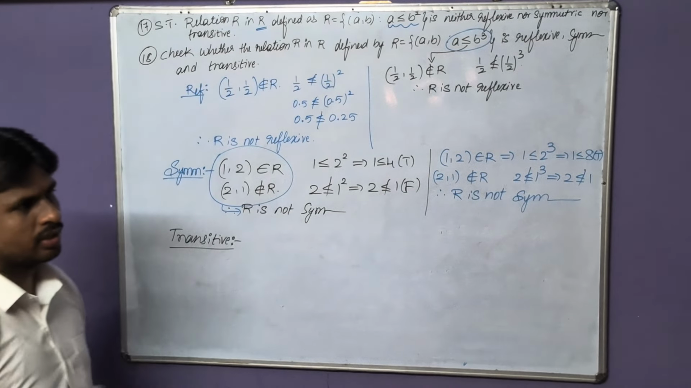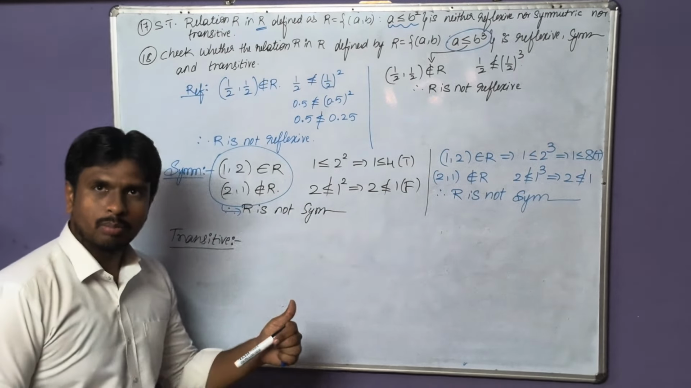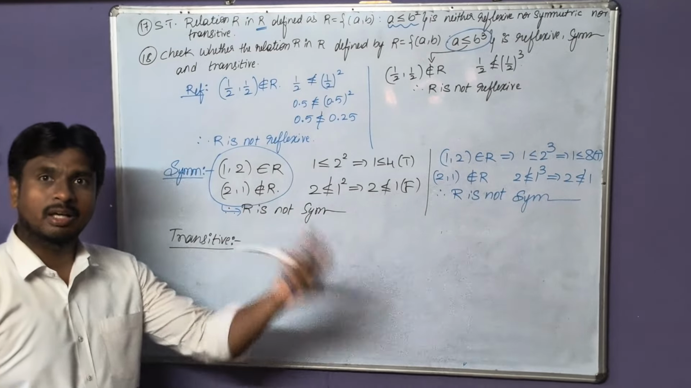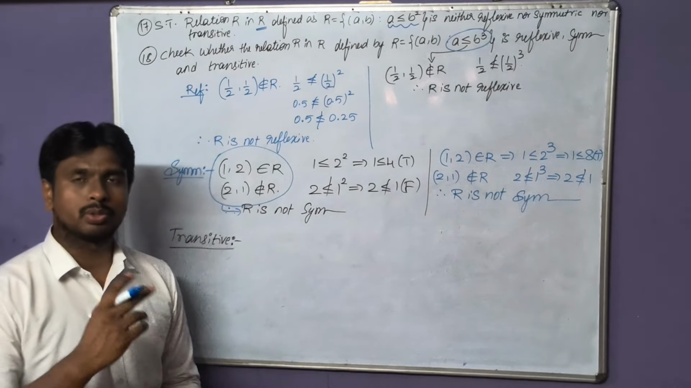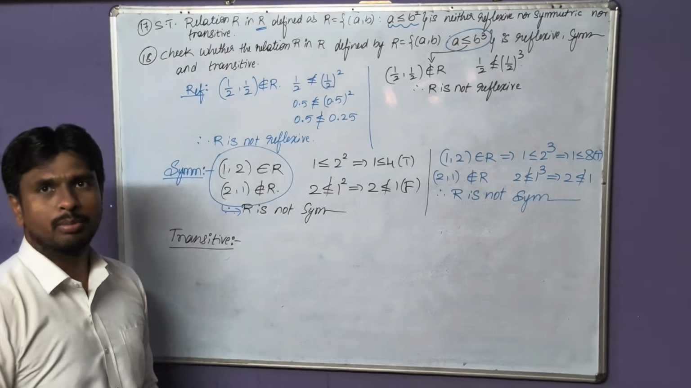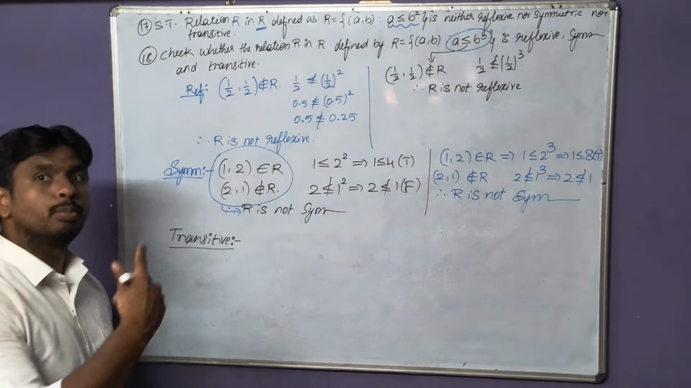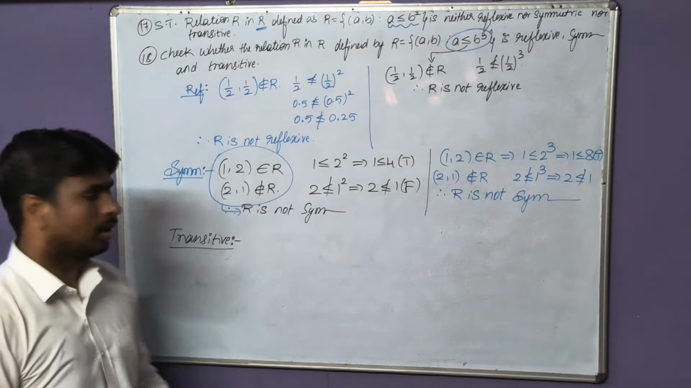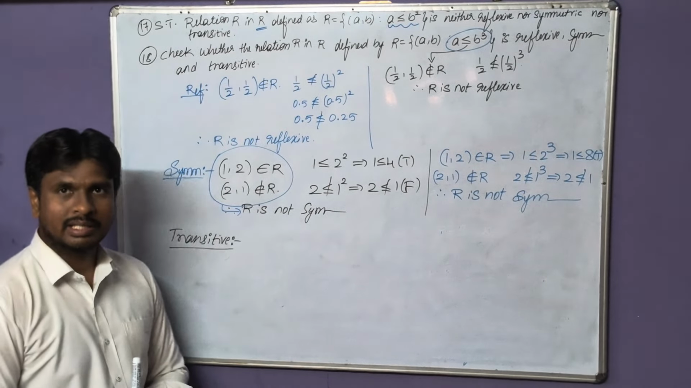When do we say that the given relation is transitive? If (A, B) and (B, C) belong to R, then (A, C) should belong to R. That means we should take two ordered pairs in the form of (A, B) and (B, C), and we need to show that (A, C) does not belong to R. Then only we can say that the given relation is not a transitive relation.